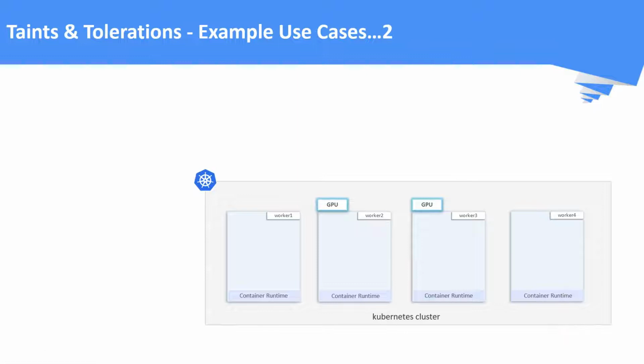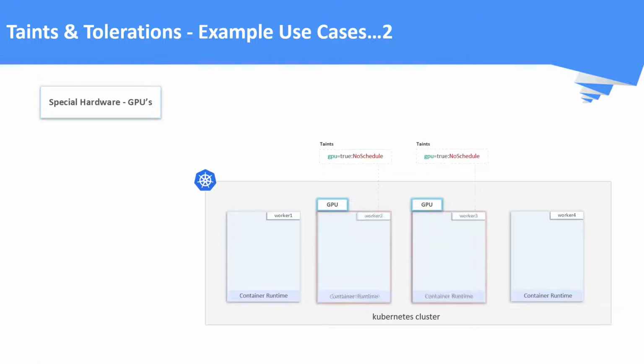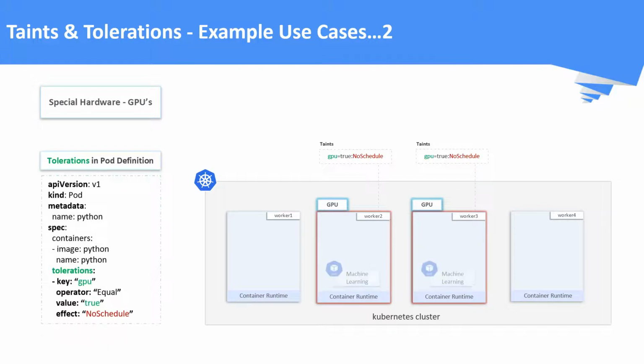Special hardwares. If the worker nodes are running with some special hardwares like GPU, we need to make sure that the normal pods should not run on those worker nodes. This can be done by tainting the nodes that have these special hardwares. Adding a corresponding toleration will make the pods run on those nodes which require those special hardwares.